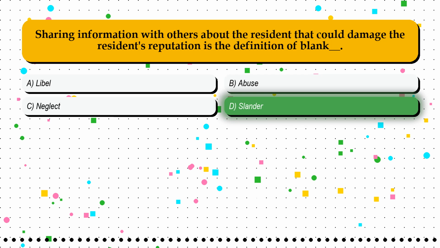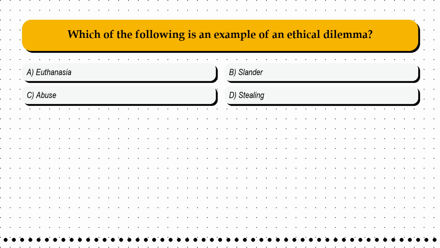The correct answer is option D. Slander. Question 60. Which of the following is an example of an ethical dilemma? Option A. Euthanasia. Option B. Slander. Option C. Abuse. Option D. Stealing.